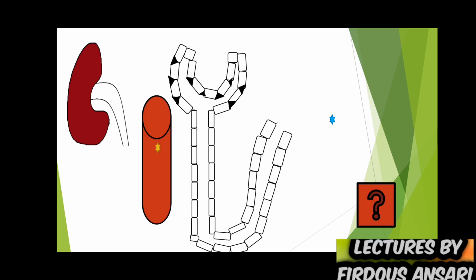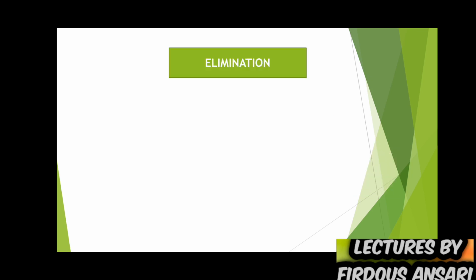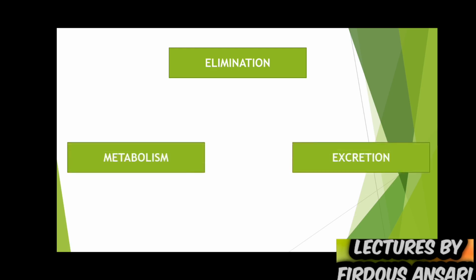Now another question comes: why do we want to remove the drug out of our body? We have consumed a drug in order to treat a particular kind of disease, so why do we want to remove it? The answer is elimination. We need to eliminate a drug. Once the drug has produced its desired pharmacological action, we need to eliminate it out of our body. Now elimination can be done in two ways, that is metabolism and excretion.